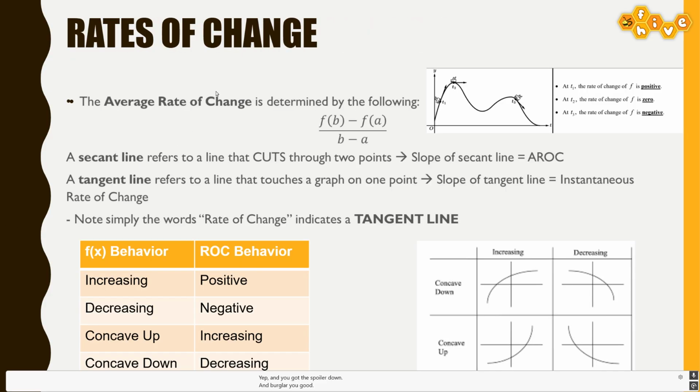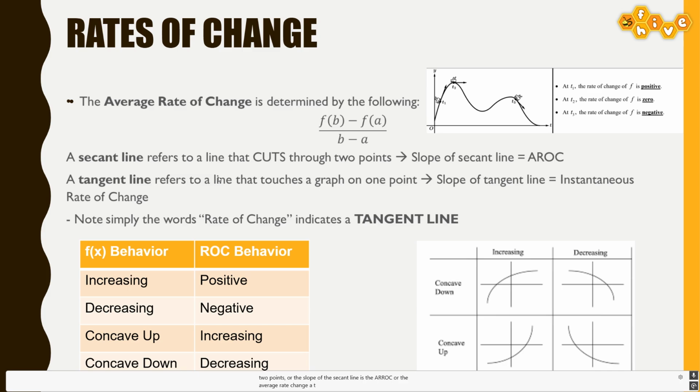So, rates of change, the topic I think most of you might or might not be struggling with. The average rate of change is determined by the following: f of b minus f of a divided by b minus a, or your slope. It's your slope formula. A secant line refers to a line that cuts through 2 points, and the slope of the secant line is the AROC, or the average rate of change.